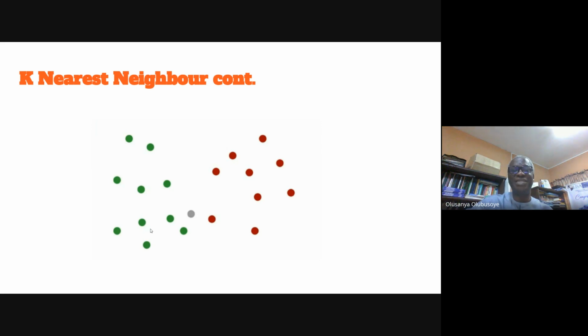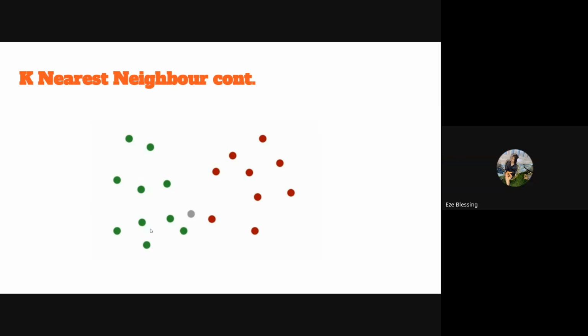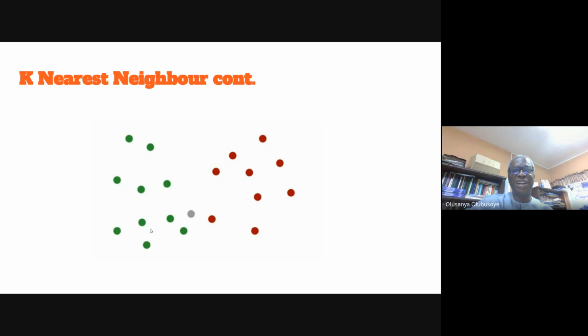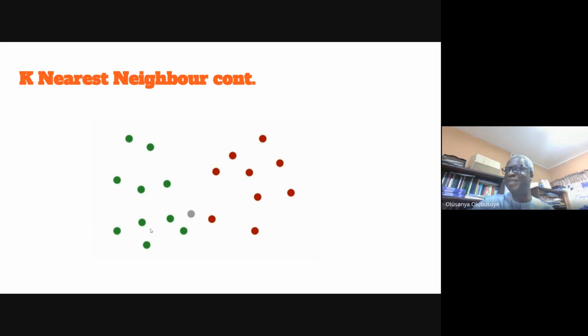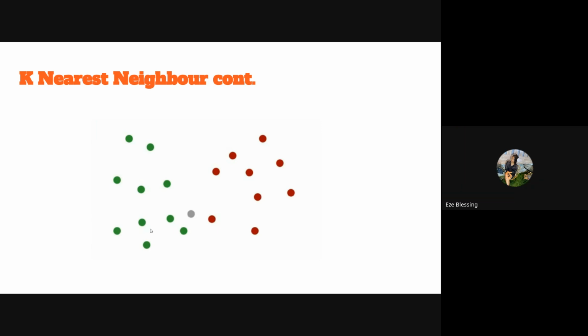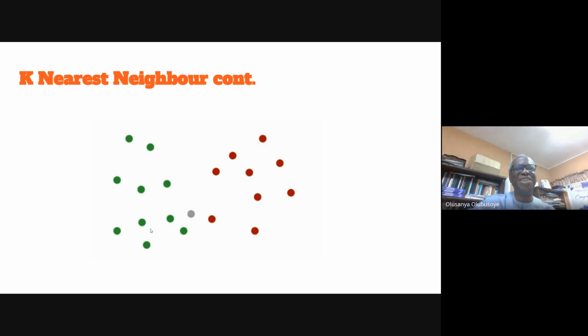Blessing, where will you classify the gray? I will classify it with the green because it's closer. I will classify the gray with the green because it's more closer to the green dots. You're already using the nearest neighbor. How do you know it's closer? By just using your eye.